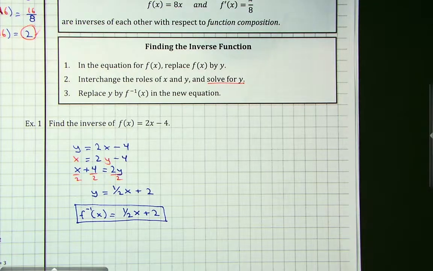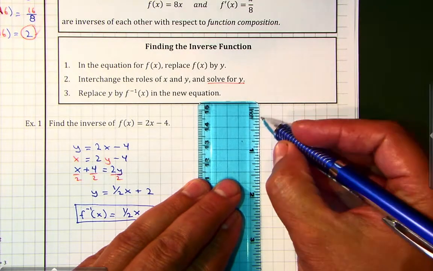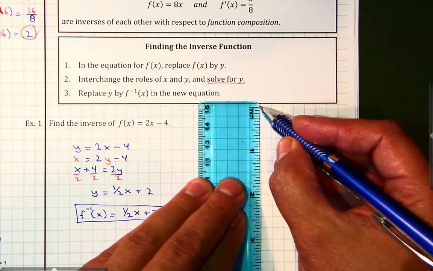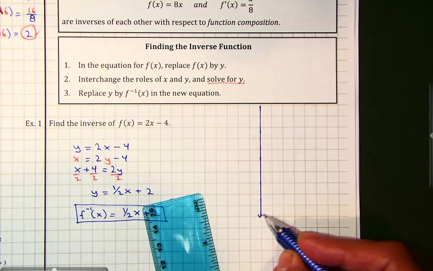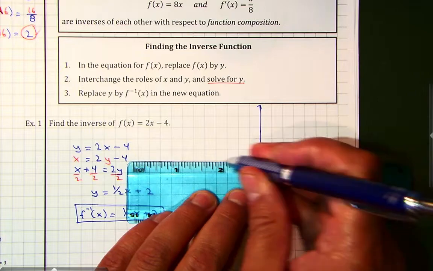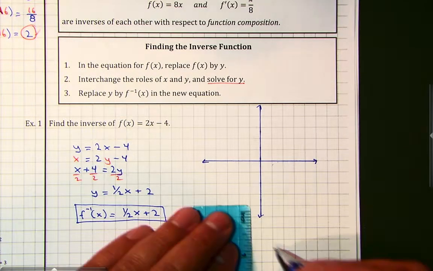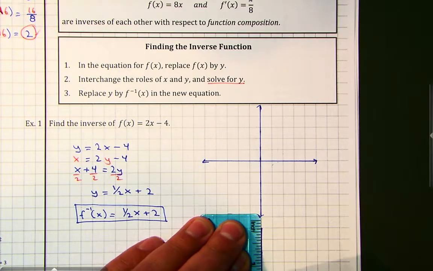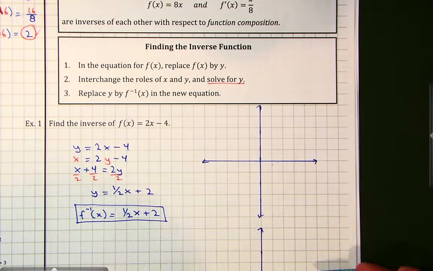Now let's go ahead and graph. Let's make two graphs. We're going to make one graph for the function, and we make another graph for the inverse. Or you can place them side to side.